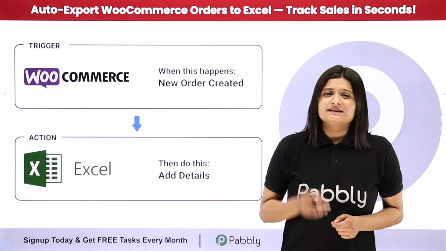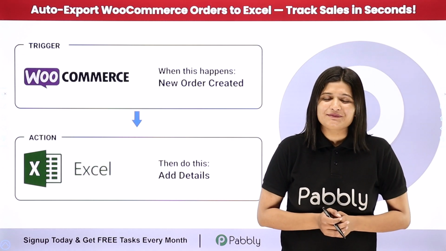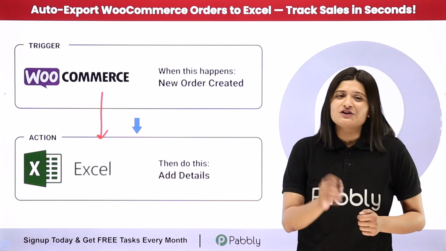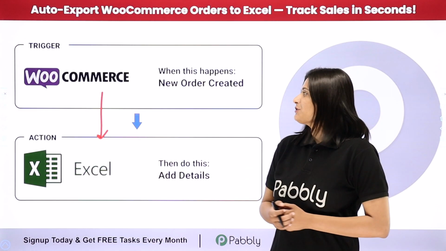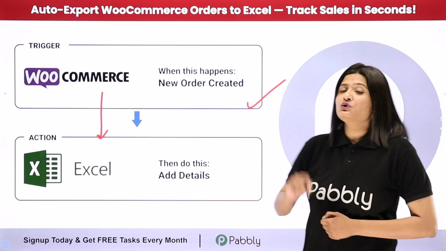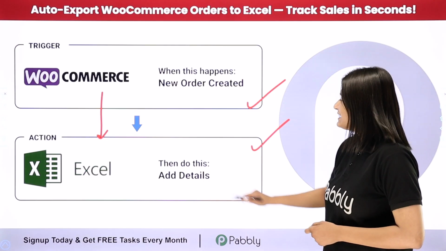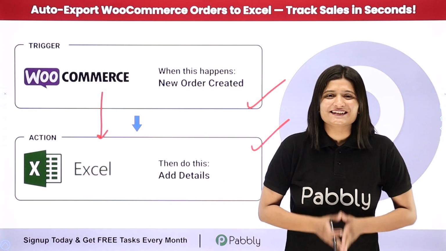So Pabbly Connect is an amazing automation and integration software which requires no coding or programming skills. Here I just need to build a connection between WooCommerce and Microsoft Excel. With the help of Pabbly Connect, I am going to build this connection in such a manner that whenever I am going to receive a new order from WooCommerce, I am automatically going to add all the order details in my Microsoft Excel workbook. Now if you want to learn the step-by-step process, then let me take you all to my screen.